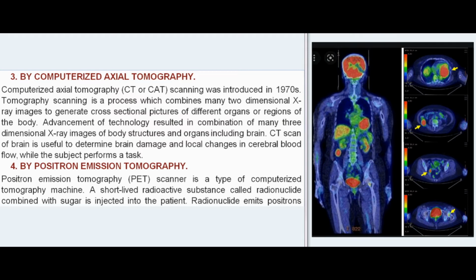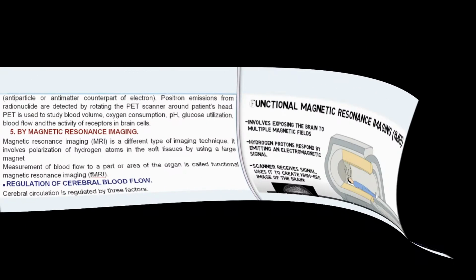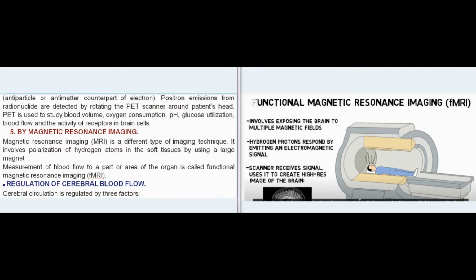4. By positron emission tomography. Positron emission tomography, PET, scanner is a type of computerized tomography machine. A short-lived radioactive substance called radionuclide combined with sugar is injected into the patient. Radionuclide emits positrons, antiparticle or antimatter counterpart of electron. Positron emissions from radionuclide are detected by rotating the PET scanner around patient's head. PET is used to study blood volume, oxygen consumption, pH, glucose utilization, blood flow, and the activity of receptors in brain cells.